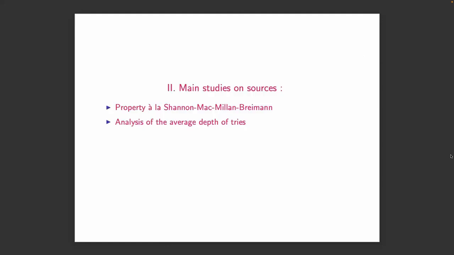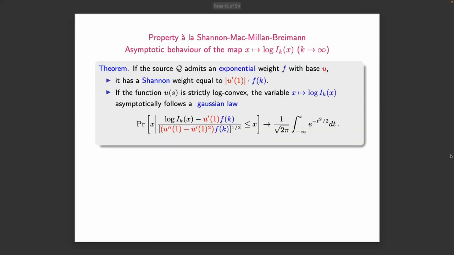Okay, the main study on sources. I am interested in two main properties: the Shannon-McMillan-Breiman property, and the average depth of tries. So what is the Shannon-McMillan-Breiman property? It is a property about the log of I sub k of x. And here we are interested in the asymptotic behavior of this function.